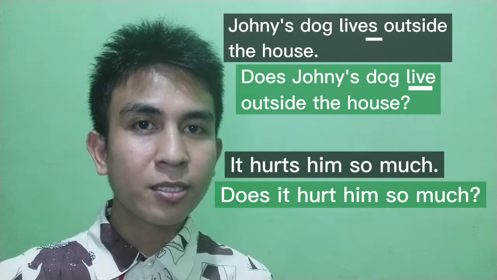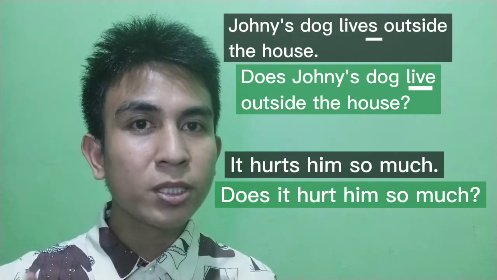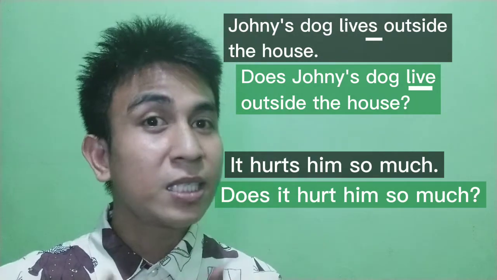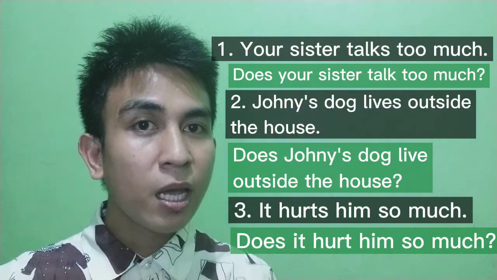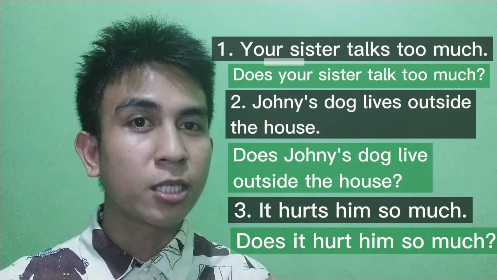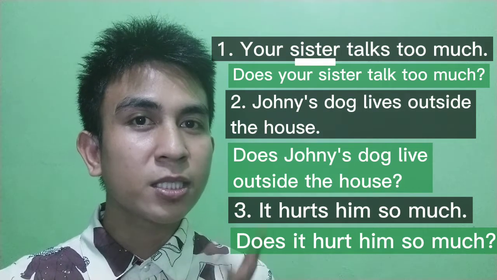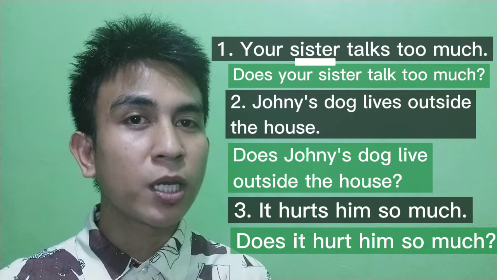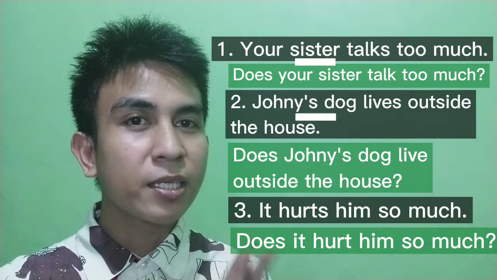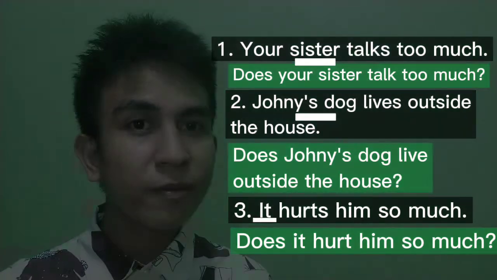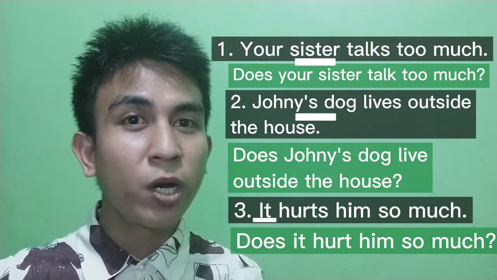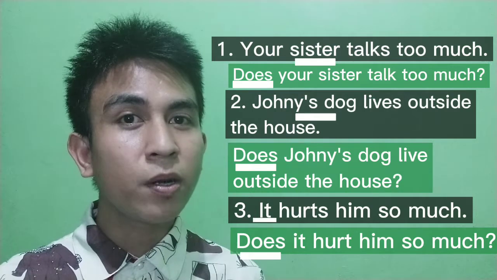Okay, in the sentences, what is the agreement between subject and verb? Okay, it's singular. What are our subjects in the sentences? In the first one, we use a sister as our subject. The second sentence, we use the subject Johnny's dog. And then the third one, we use the pronoun it. Okay, so that's how we use the word does in an interrogative sentence.